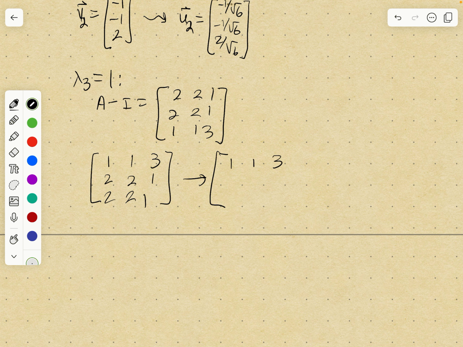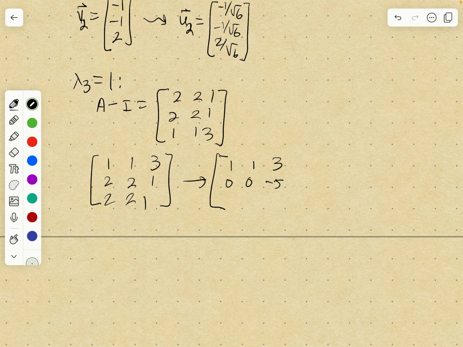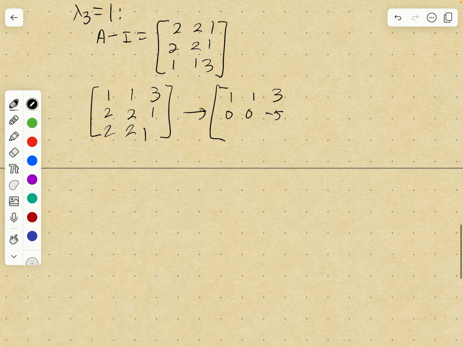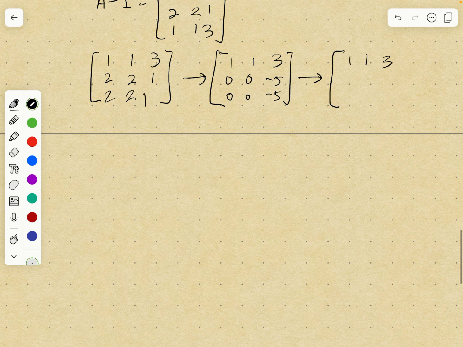1, 1, 3 on the top, and then 0, 0, negative 5, right? Because row 2 goes to row 2 minus 2 row 1. And then I'm going to get the same thing here. I forgot the column of zeros, whatever. I don't really need that, because it's just going to be the column of zeros anyway.